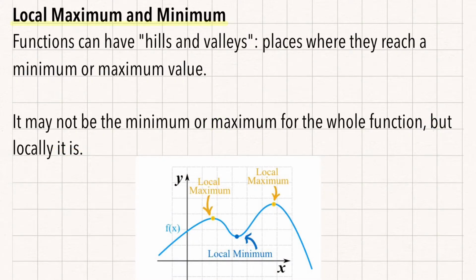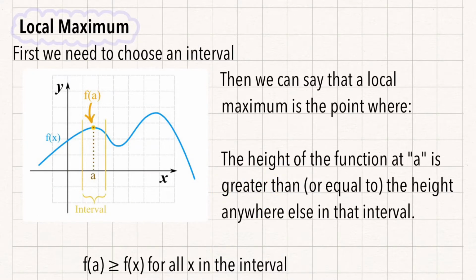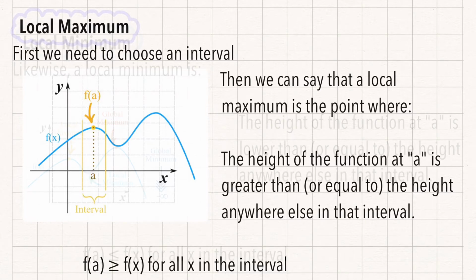Functions can have hills and valleys, places where they reach a minimum or a maximum value. It may not be the minimum or maximum for the whole function, but locally it is. This can be seen in the picture. To locate the local maximum or the local minimum of a function, first we need to choose an interval. Then we can say that a local maximum is a point where the height of the function at a is greater than or equal to the height anywhere else in that interval. So basically, a would be the highest point in that interval.